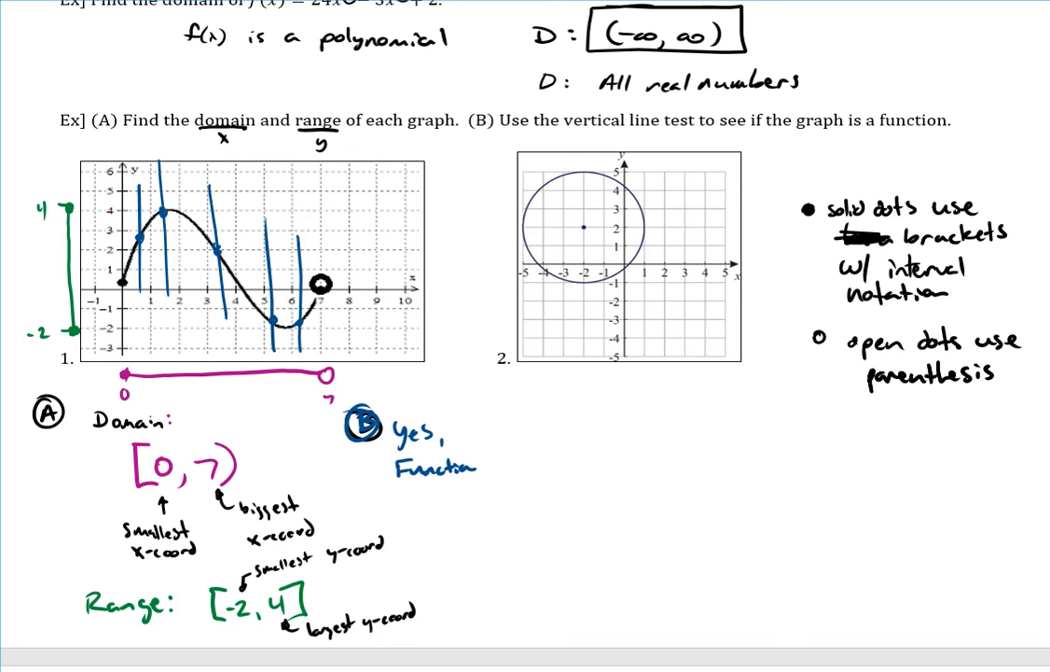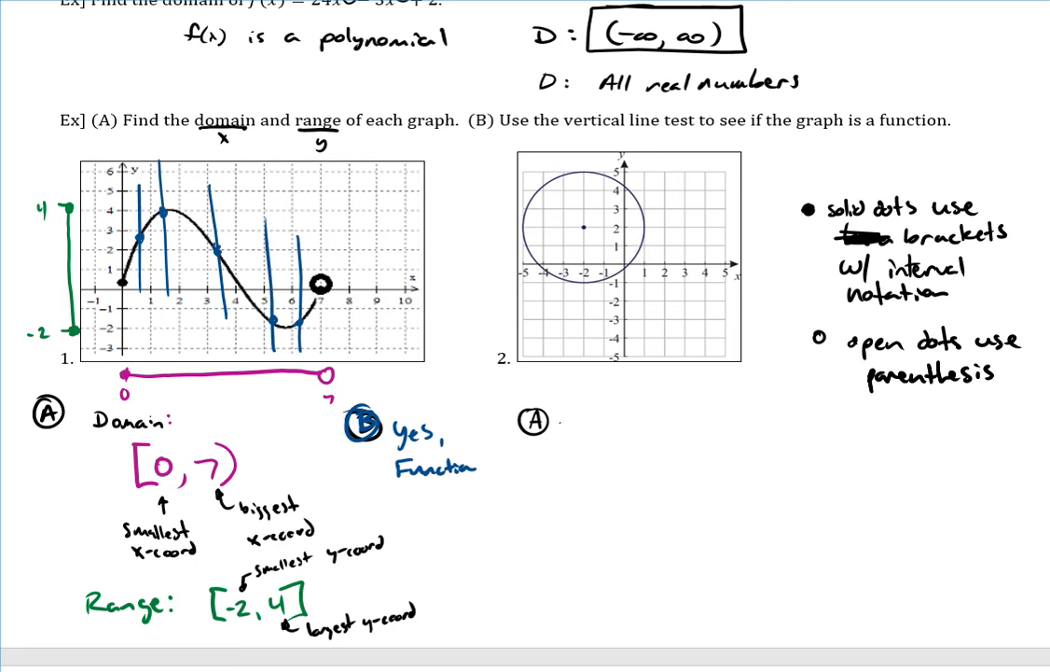Okay, so for this next one, we have a circle. Now, that dot in the middle is just showing where the center is, so that's not really part of the graph. That little dot there at -2, 2 is just showing where the center of the circle is. So that's not really part of the graph in this problem. Anyway, we will still look at it to find our domain and range.